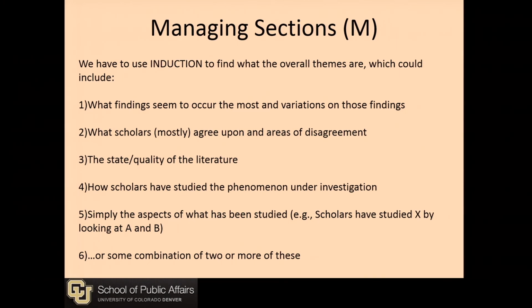Another way of doing it is what scholars mostly agree upon. Scholars seem to agree upon this, but there's some disagreement on that. That's perfectly fine. Another one is also the state and quality of the literature. Our Latino youth sample, the first two sentences of the status of Latino youth, was a state and quality of the literature type main point, where it just says most studies are on this, or few studies are on this, but most of them focus on this other element right there.